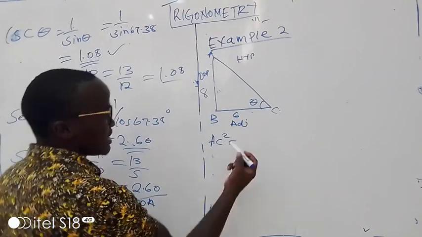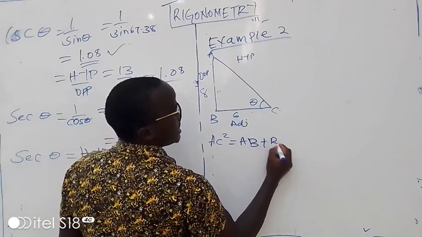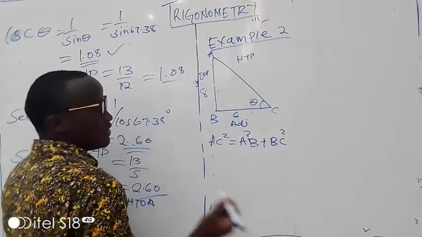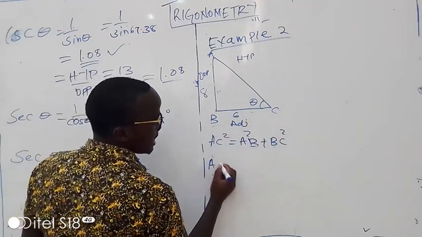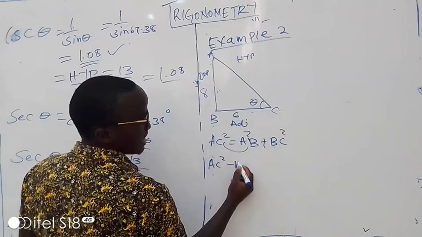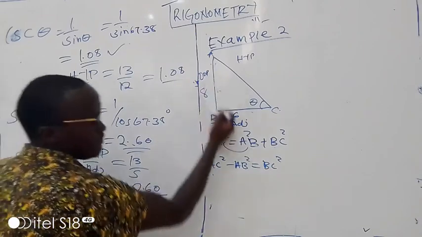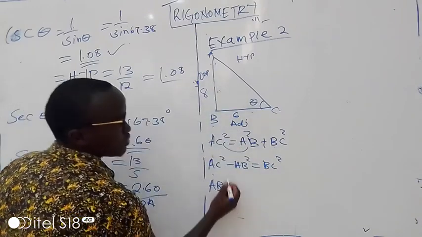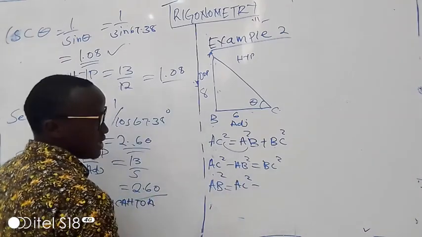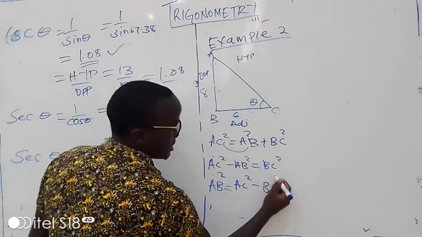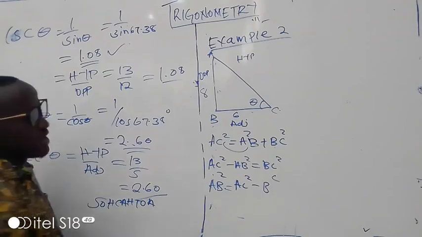I don't know whether you are understanding it. It is now AB plus BC, all this squared. Now, if you are told to find BC, you can make BC the subject of the formula. It will be AC squared minus AB squared is equal to BC squared. If you are told to find AB, we can take this on this side. AB is equal to AC squared minus BC squared. Now I hope you are understanding here and you have seen the reason why we are using this.